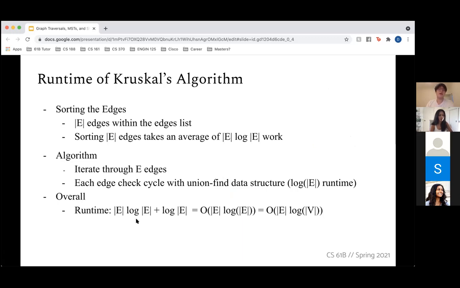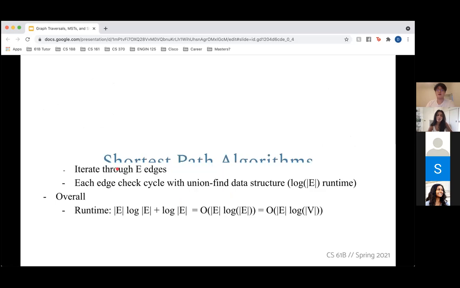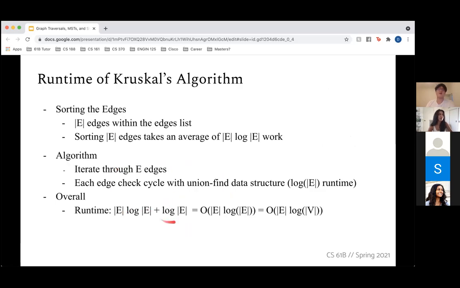And because we have an E log E runtime for sorting the edges, plus, sorry, this should be E log E right over here as well. Because we have an E log E plus E log E runtime, we can see that it's O of E log E, which is also equal to O of E log V.